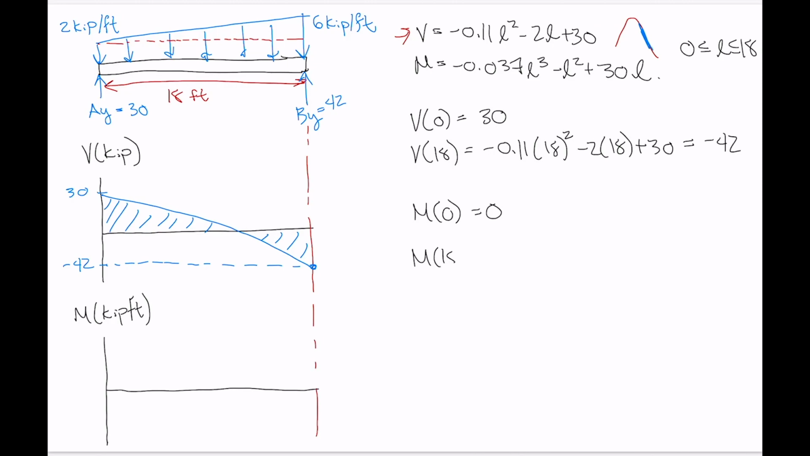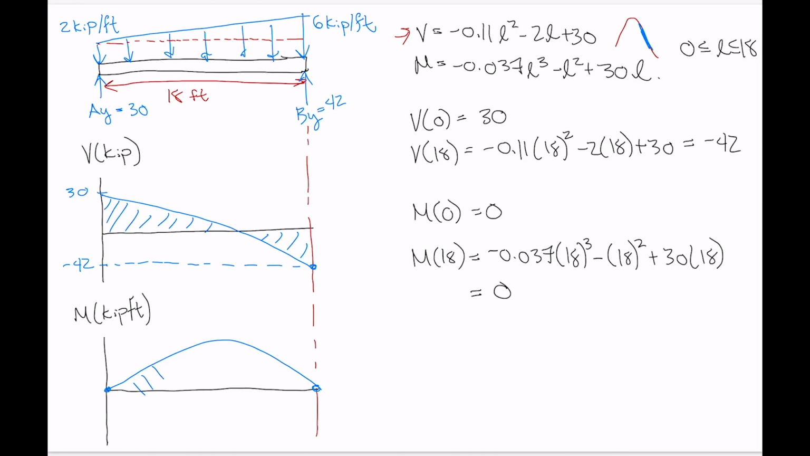So the moment at 0 is, well, that's an easy one, 0. And the moment at 18 is minus 0.037 times 18 cubed minus 18 squared plus 30 times 18. Okay, and if you keep all your decimal places, you find that it comes out to 0 exactly. So we start at 0 and we end at 0, and we've got a curvy thing in between. So that ends up looking something like this, if you graph that.